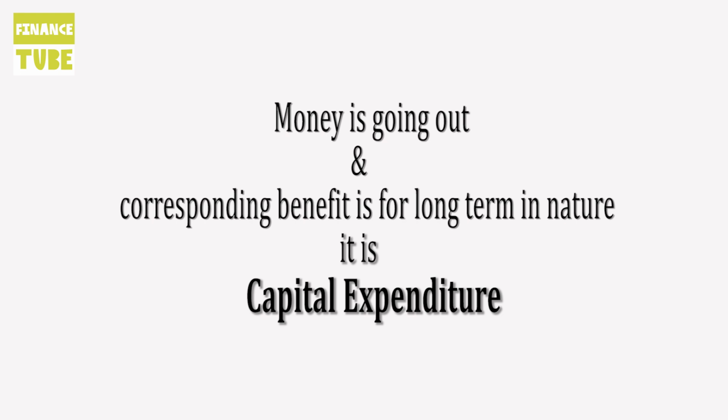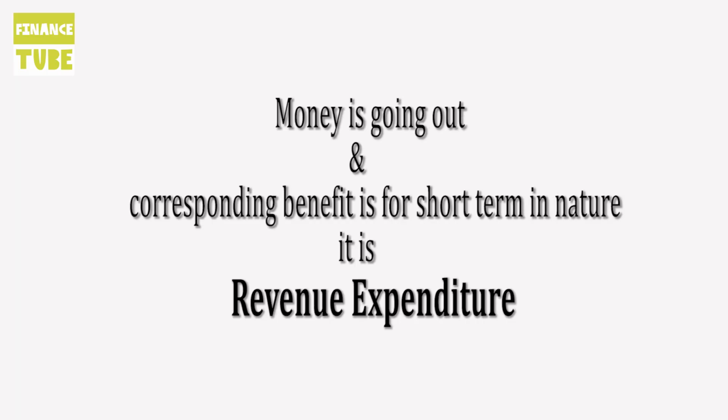So the best way to identify whether a cash outflow is of capital nature or revenue nature is simple. You look at the benefit achieved out of it. If money is going out and the corresponding benefit to the company is of a long-term nature, then it has to be capital expenditure. However, if the money going out and the corresponding benefit is of a short-term nature, then it will be revenue expenditure.